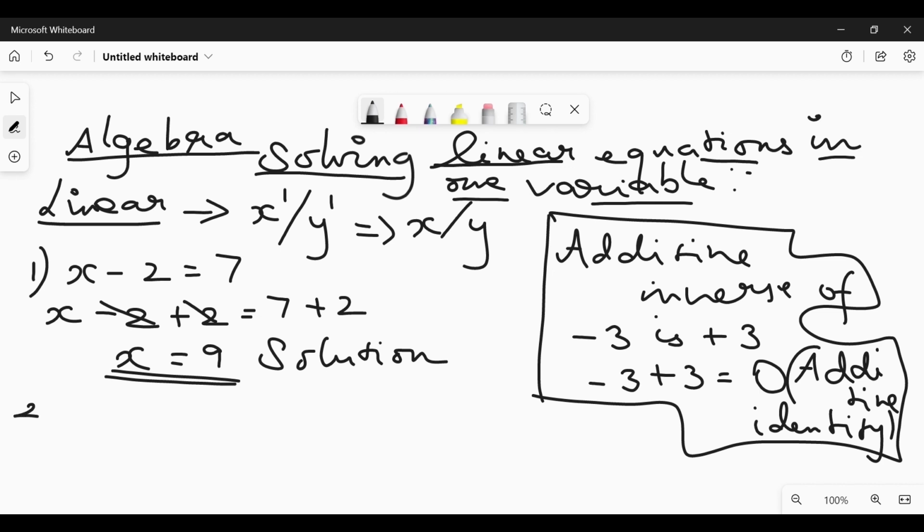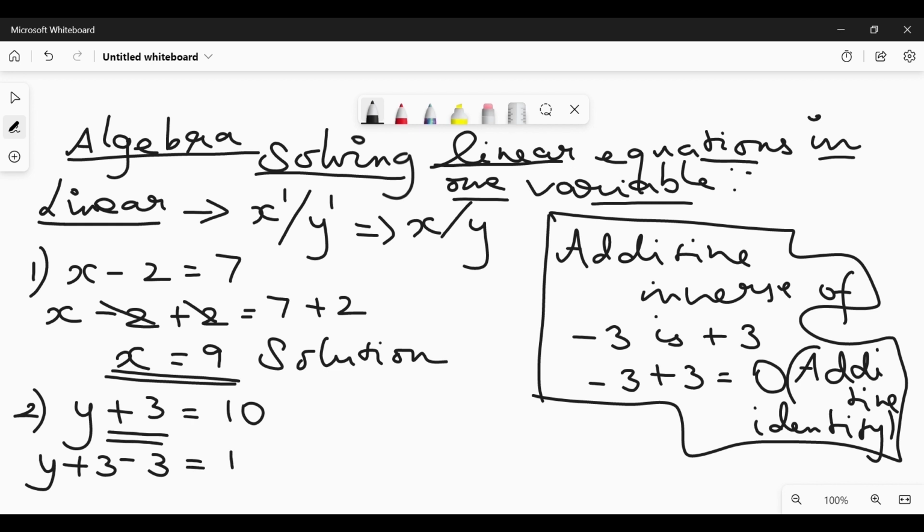Now let me take the second example, y plus 3 equal to 10. Now you can see I need to move this plus 3 to the other side, or else remove the plus 3 from here. So what is the additive inverse of plus 3? You know it. The additive inverse of plus 3 is going to be minus 3.